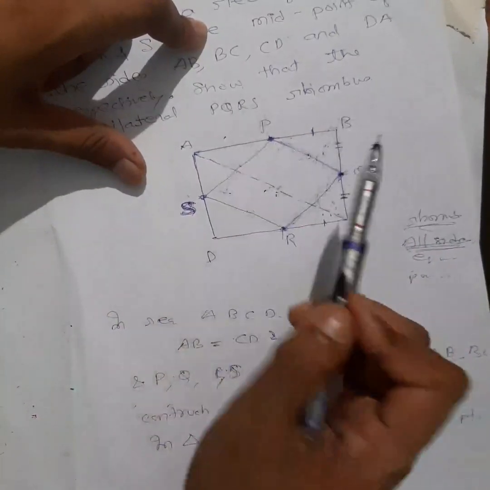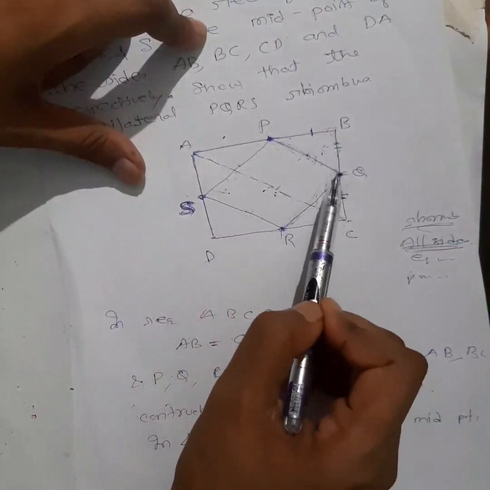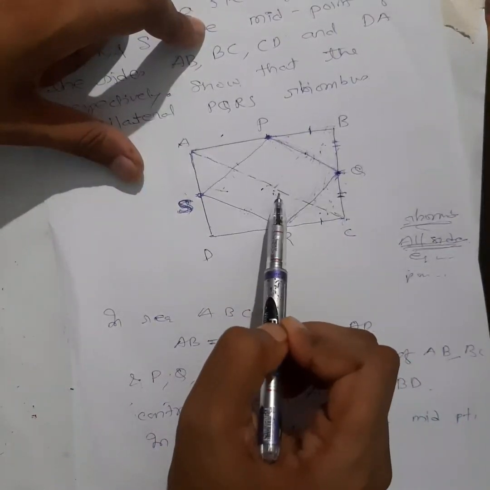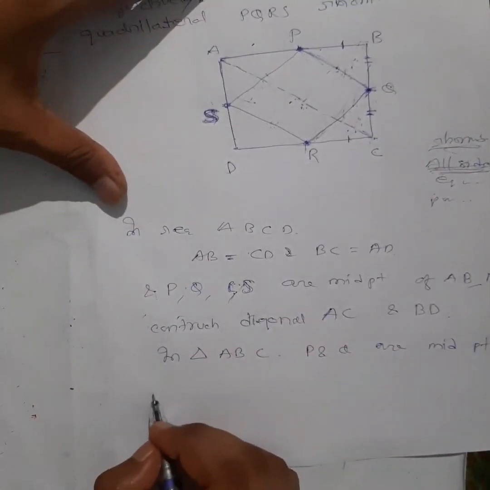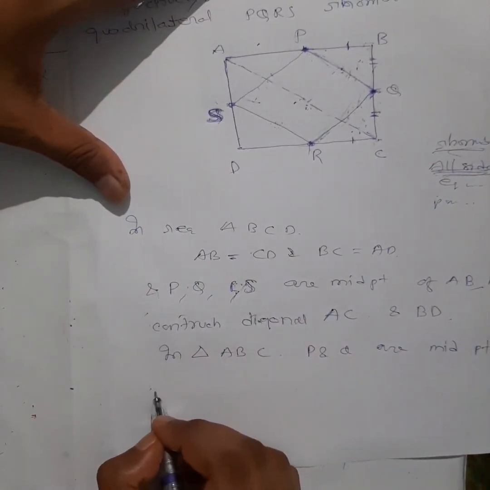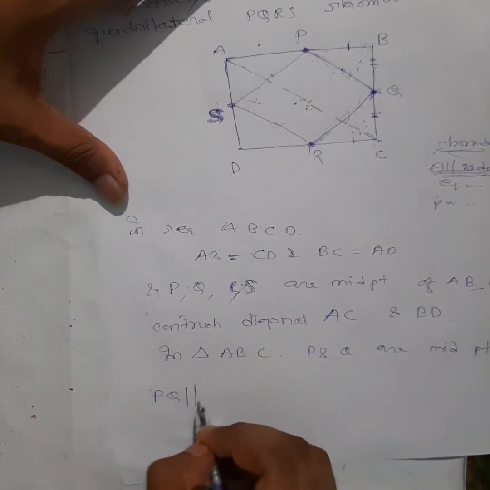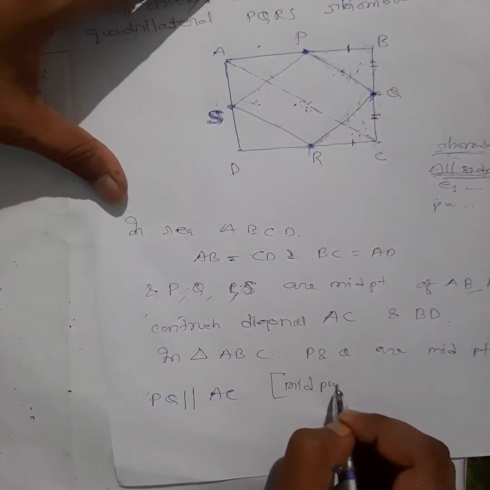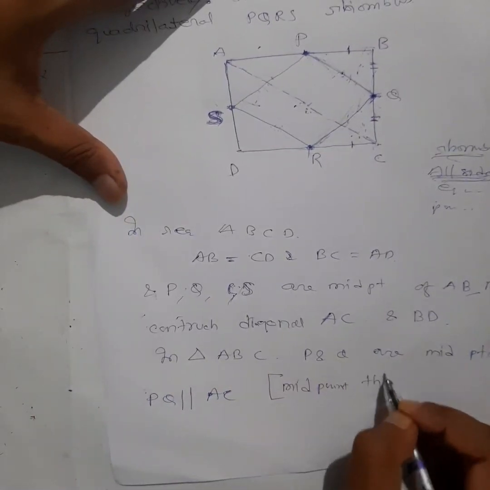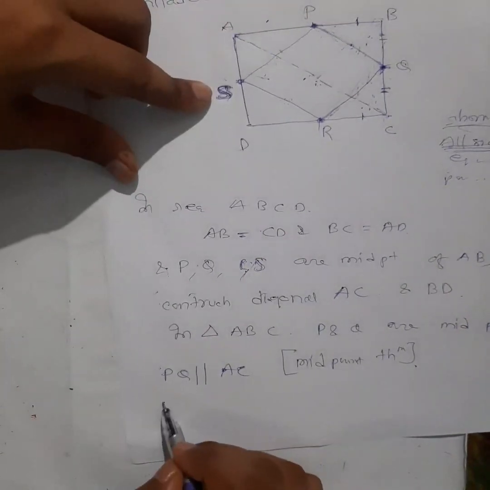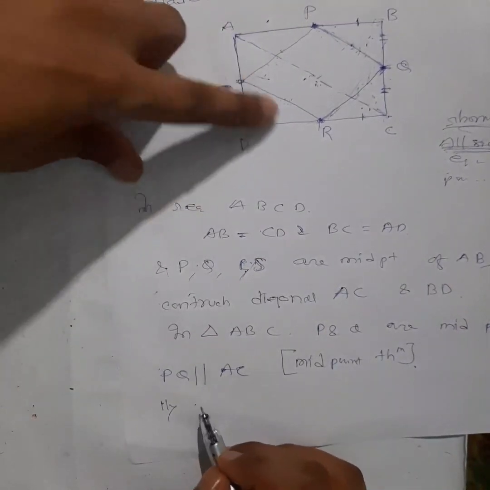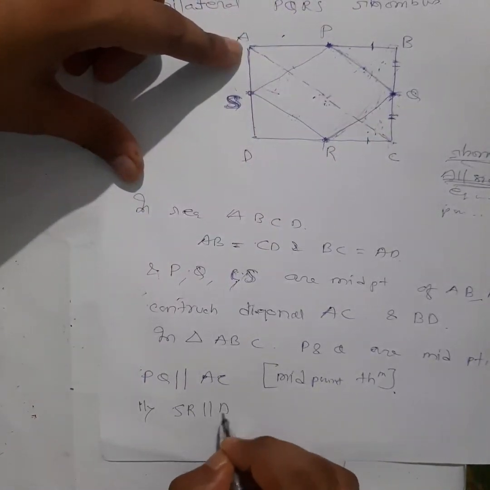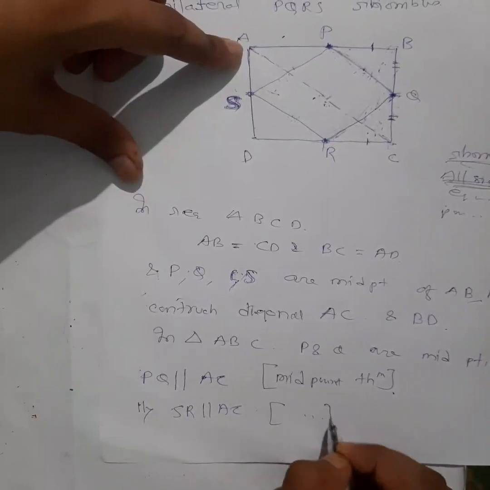Because the theorem says that in a triangle, if you draw a line joining the midpoints of two sides of a triangle, that line will always be parallel to the third side, right? So what can I write here? PQ parallel to AC. Directly can I write? Why? Midpoint theorem. Okay, midpoint theorem. Next, similarly, SR can I say parallel to AC? SR parallel to AC. Again, midpoint theorem.